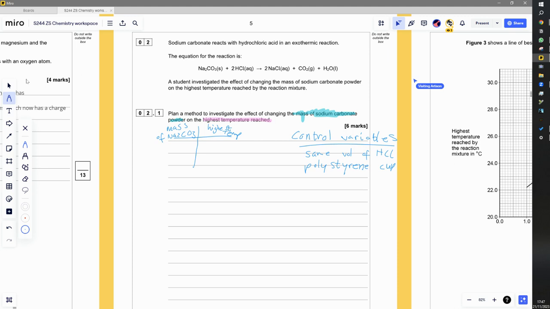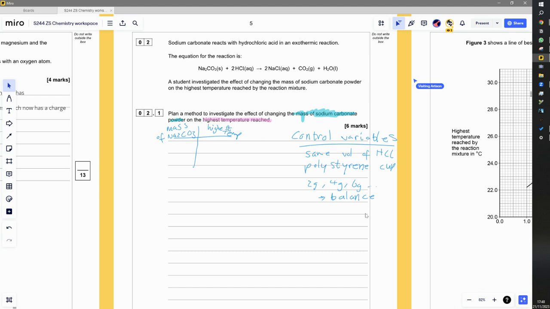What about changing the mass? How do I go about changing the mass? Well, I need to measure it and increase it. Maybe I want to state the amounts. So I could go for 2 grams, 4 grams, 6 grams, whatever. I could start writing stuff like that. How am I going to measure it? You measure it with a balance. That's the name of the equipment you use to measure the mass of something. Again, this is nothing specific to this practical, but you do need to know what a balance is.